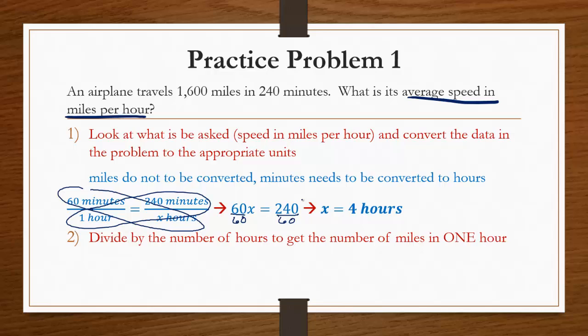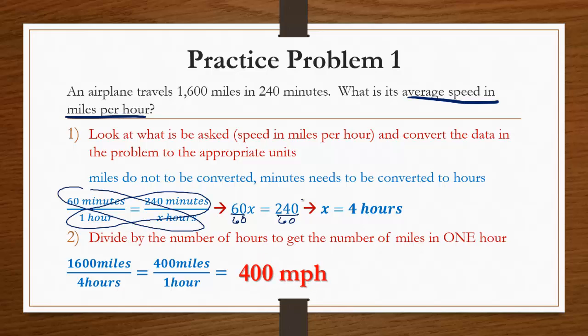Now, because we're not done, we know it went 1,600 miles in 4 hours. We need to find out how many miles it went in 1 hour. So we divide by the number of hours to get the number of miles in 1 hour. So we take that 1,600 miles and divide it by 4 hours, which reduces to 400 miles in 1 hour. So we write it as 400 miles per hour.